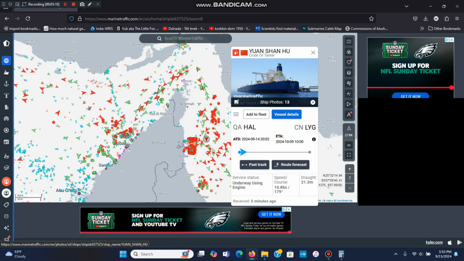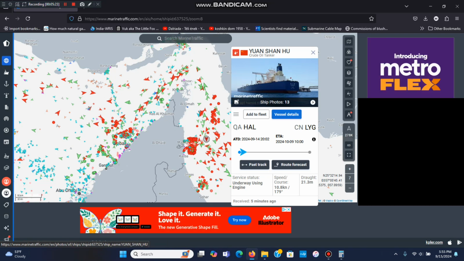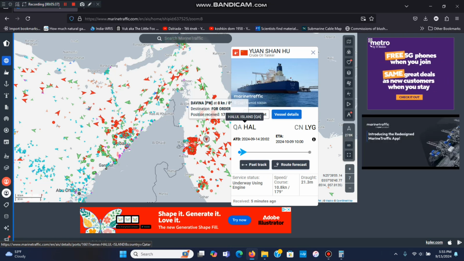Here, Yuan Shanhu. This one you can see is a massive oil tanker, most likely of the 2 million barrel carrying variety, and is heading from Qatar to China.